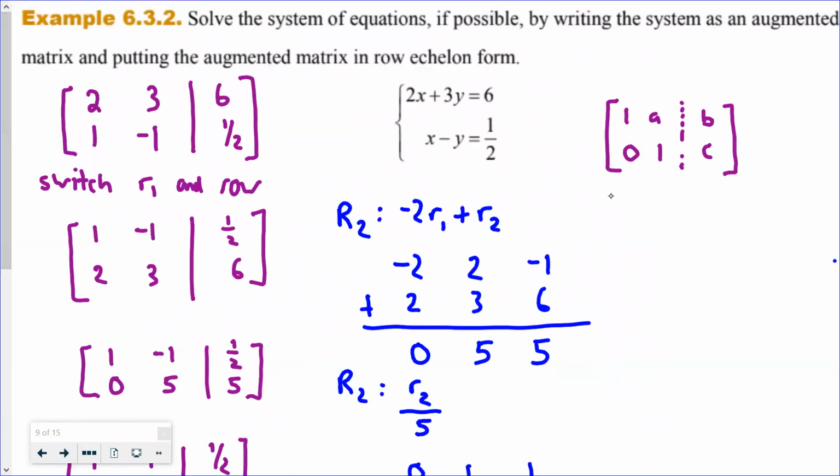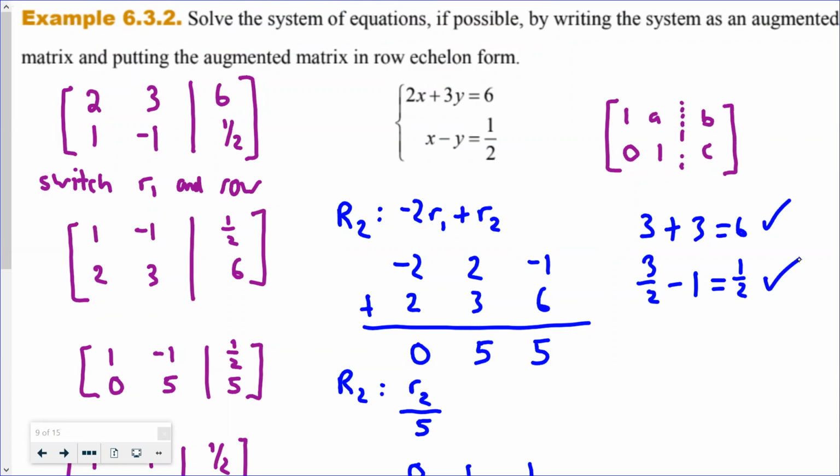So if I look at 2 times 3/2, that's going to give me 3, because the 2's cancel, plus 3 times 1 is 3. Is that equal to 6? And yep, that's a true statement. Let's look at 3/2 minus 1. Is that equal to 1/2? And yep, it is. Awesome, it works.